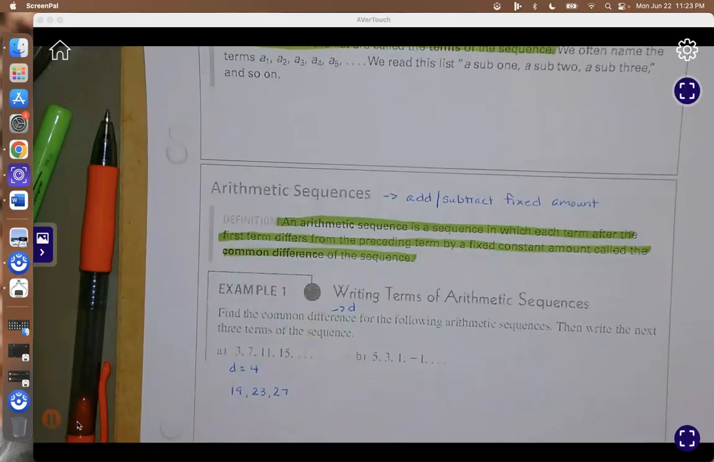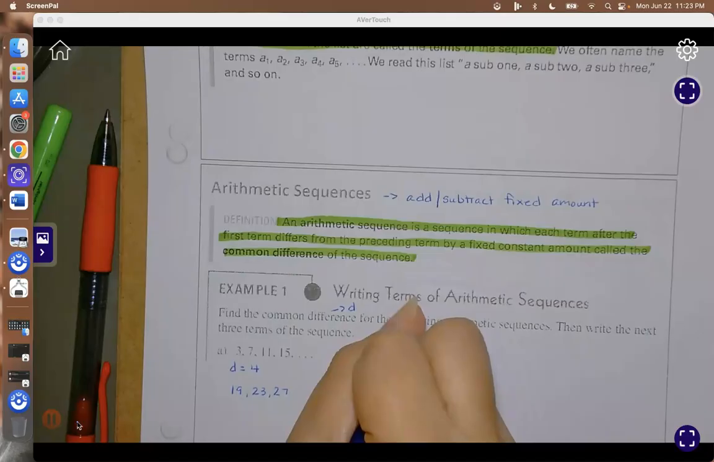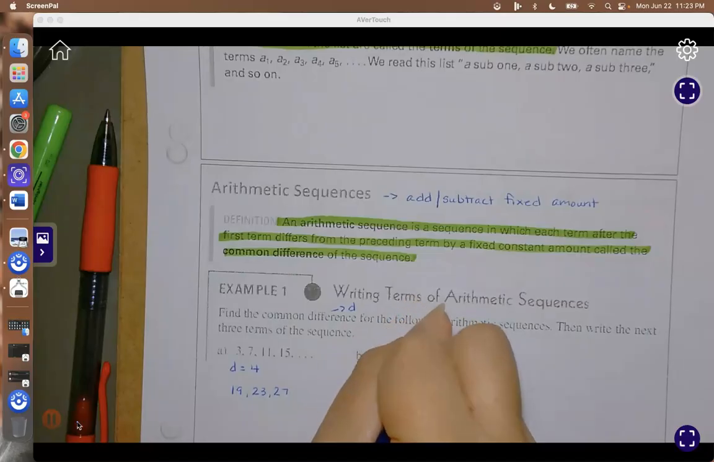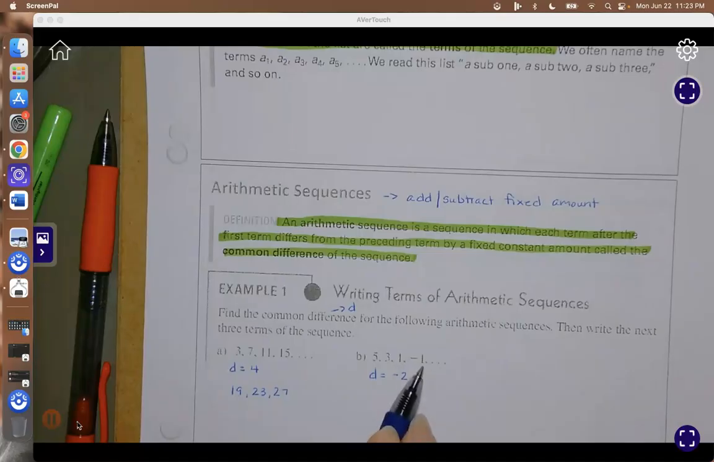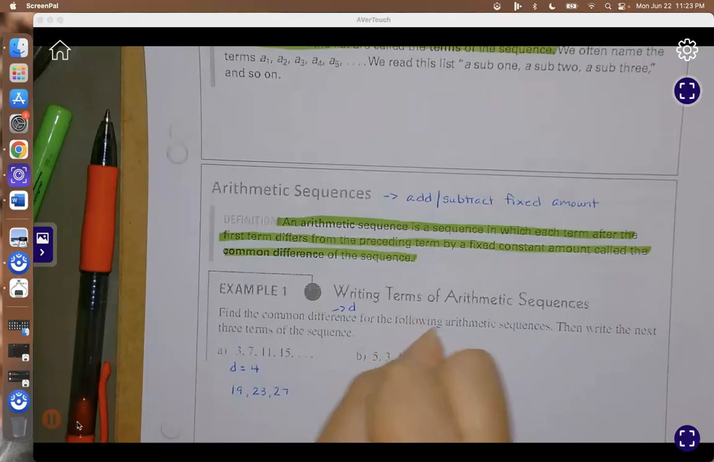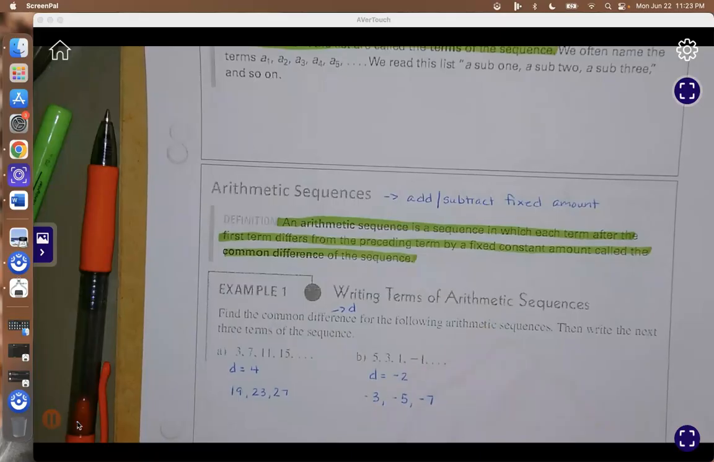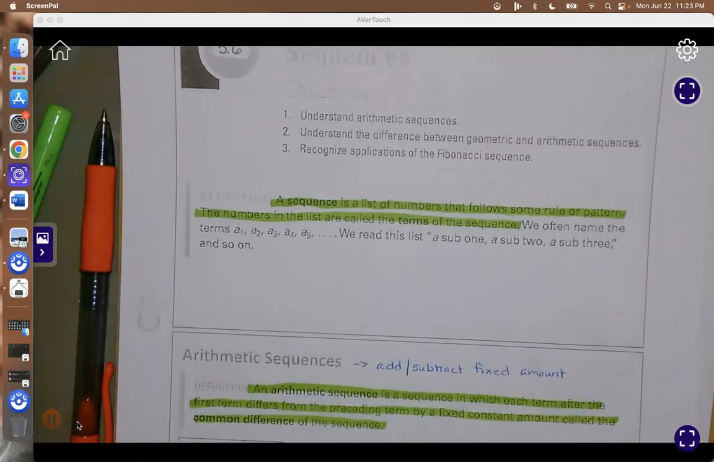Alright, the next one, we go from 5, we're going down. So we know we're subtracting. We're going down to 3, down to 1, so we're subtracting 2 each time. So the D here is negative 2. Negative 1 minus 2 is negative 3. Negative 3 minus 2 is negative 5. Negative 5 minus 2 is negative 7. And ladies and gentlemen, you have just completed your first arithmetic sequences.